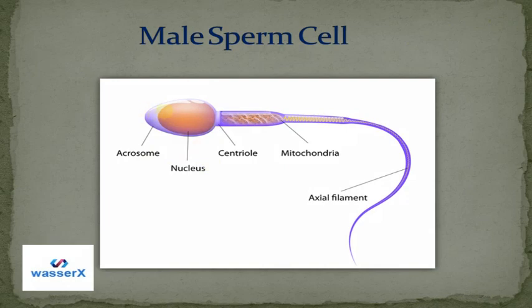This is the acrosome, the topmost part of the sperm cell, which helps in the penetration of the egg cell. This is the nucleus. This is the centriole, and the mitochondria, which provide the ATP or energy to our sperm cell, and this is the axial filament or tail. So this is how male sperm cells look.